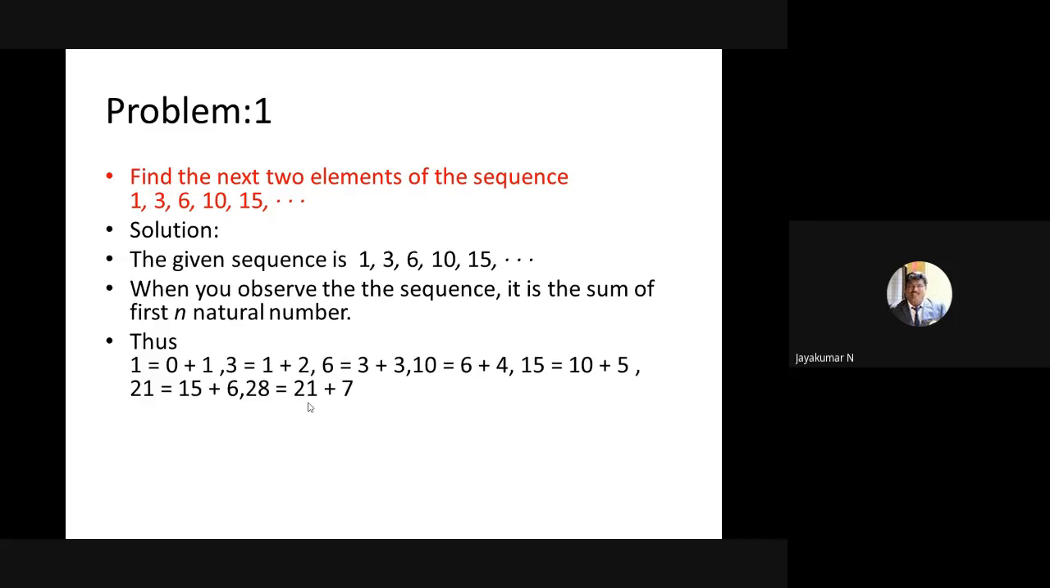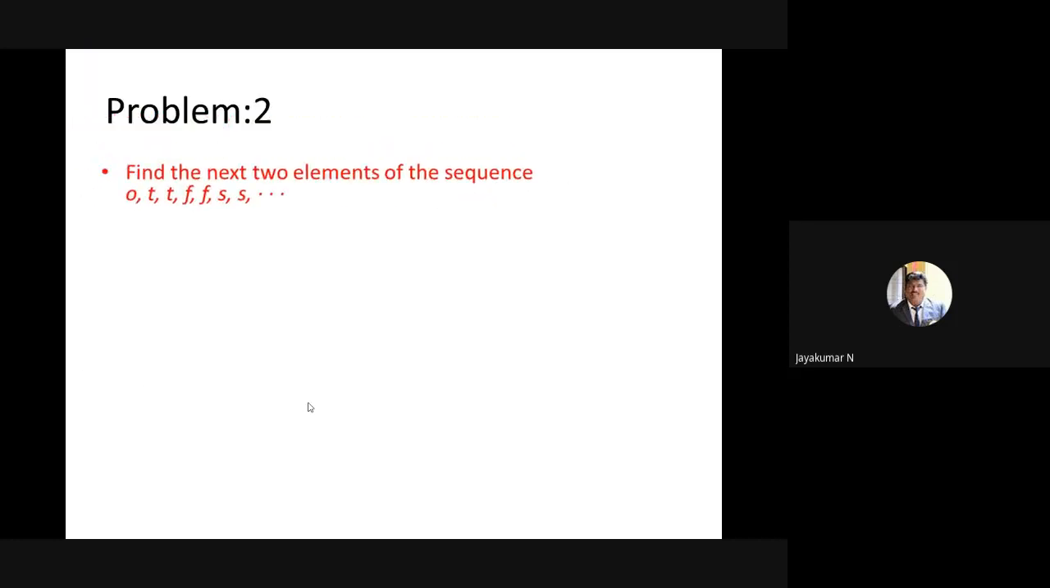Okay, good. What about the next two problems? If you give the answer for the next two problems, definitely you may assume that we have some intellectual things. Okay, I will show the next problem. Find the next two elements of the sequence. It's the easiest one also. Just try to think it.